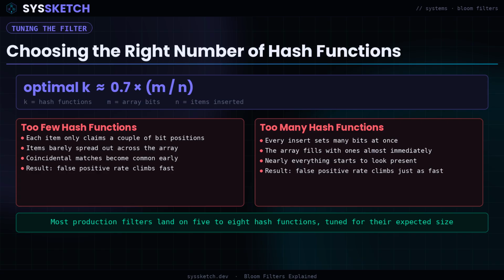The optimal count works out to roughly 0.7 times the ratio of array bits to expected items, a formula derived directly from the same probability model that produces the false positive rate. Most production Bloom filters land somewhere between 5 and 8 hash functions, tuned for their expected size, and that single choice can be the difference between a filter that performs beautifully and one that behaves almost randomly.